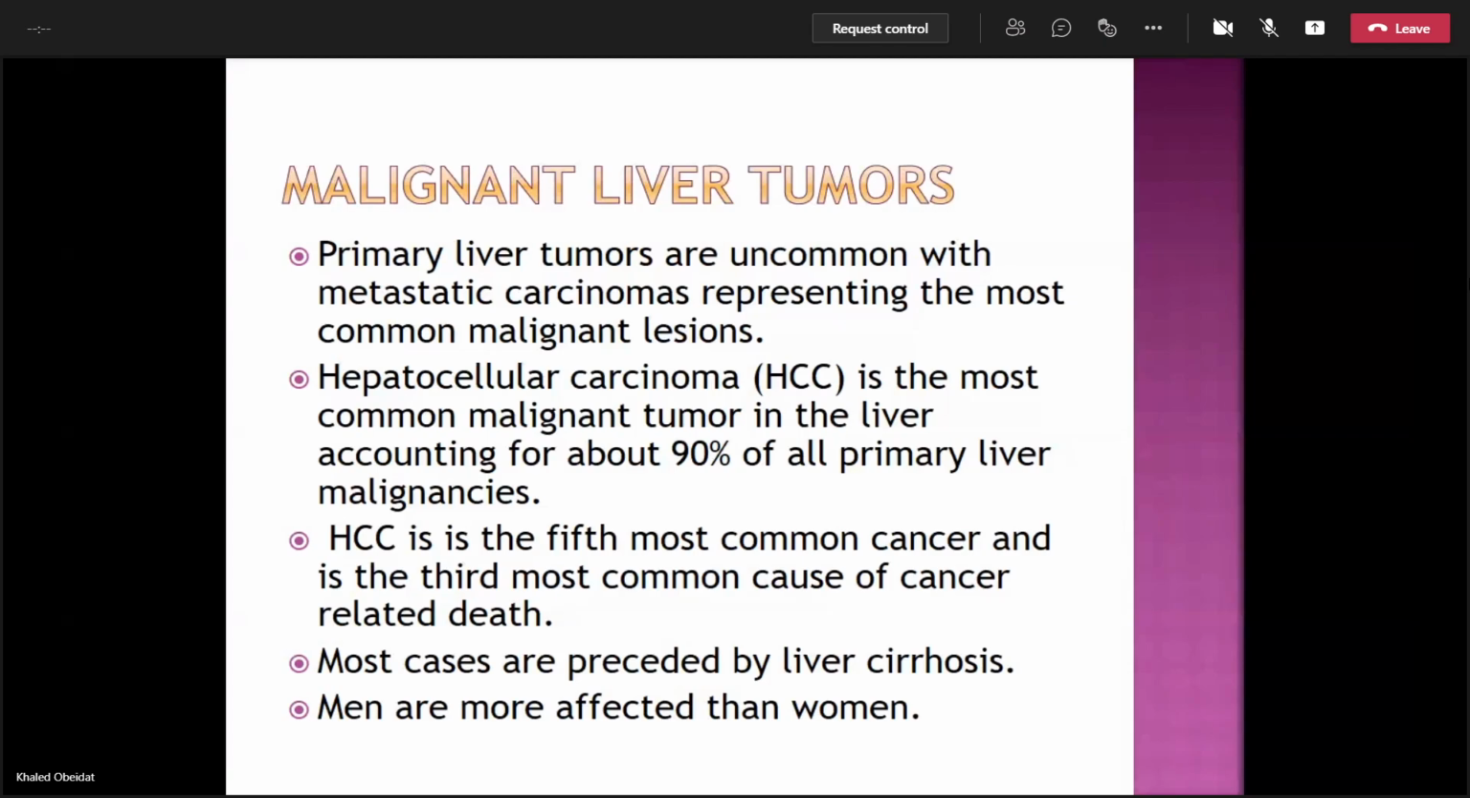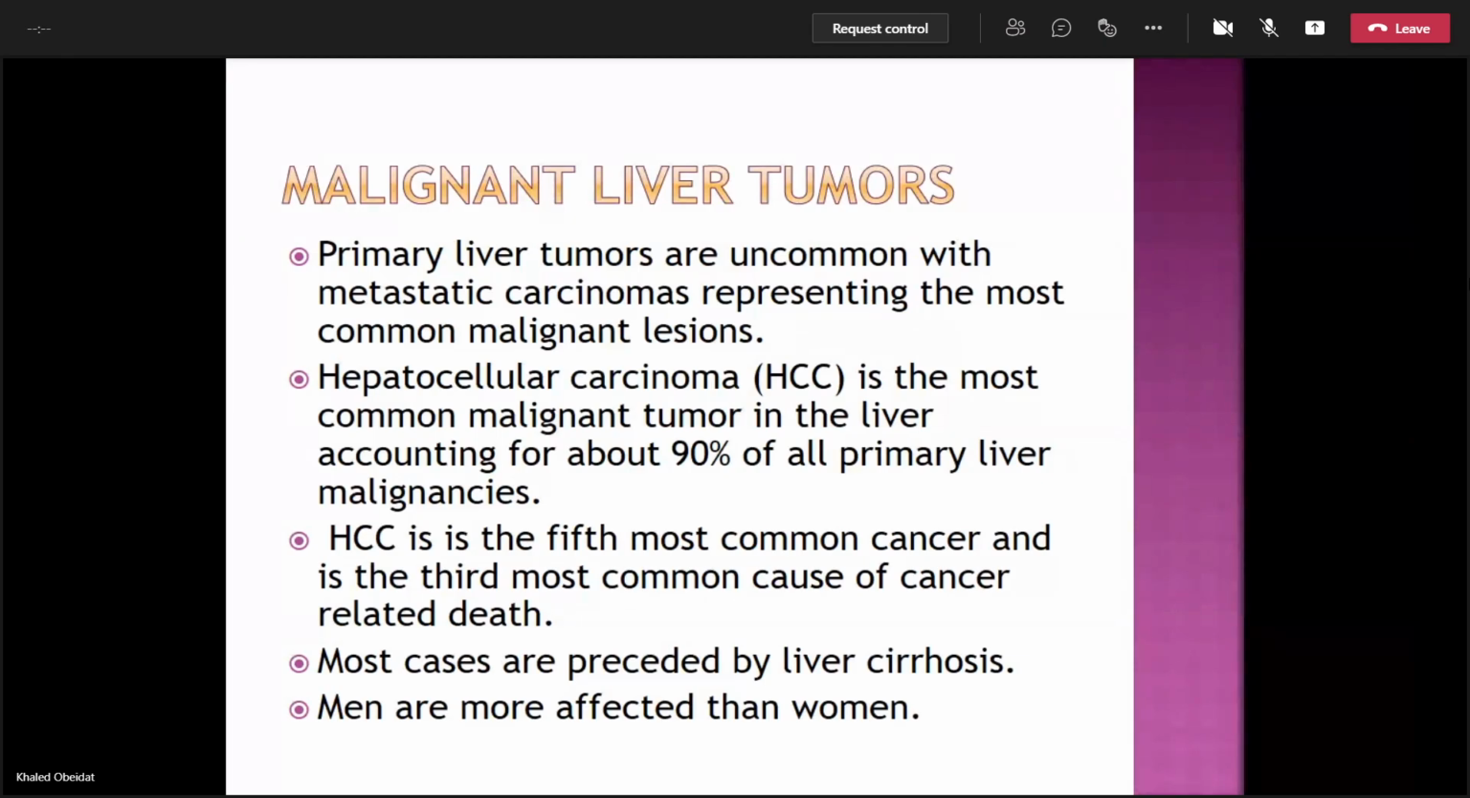We're talking here about malignant liver tumors, primary liver tumors. We're not talking about secondary liver tumors. So the most common malignant liver lesion is actually from metastasis. But our talk today will be about primary liver tumors, and the most common of these is the hepatocellular carcinoma. It accounts for 90% of all primary liver tumors.